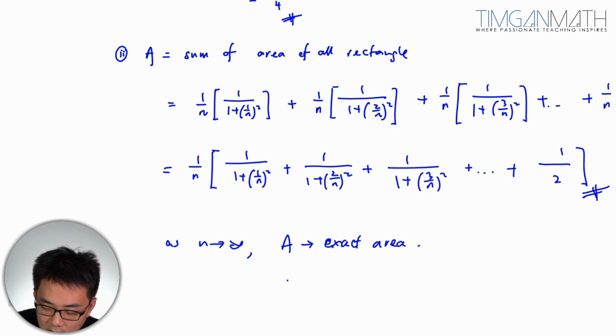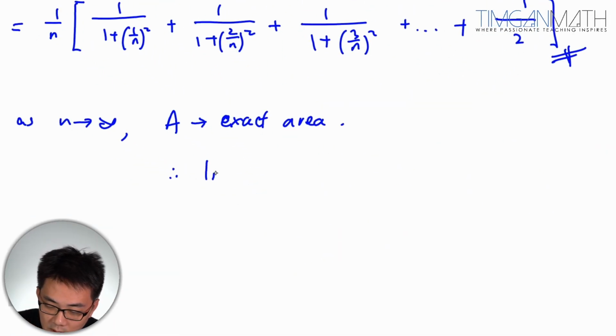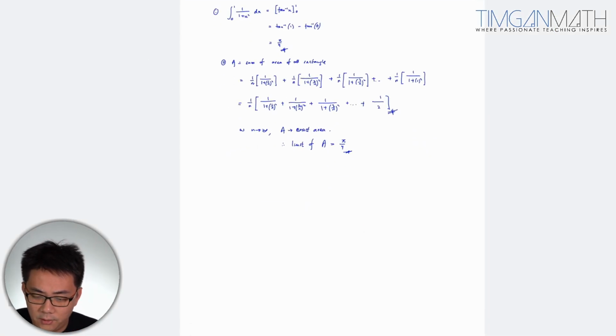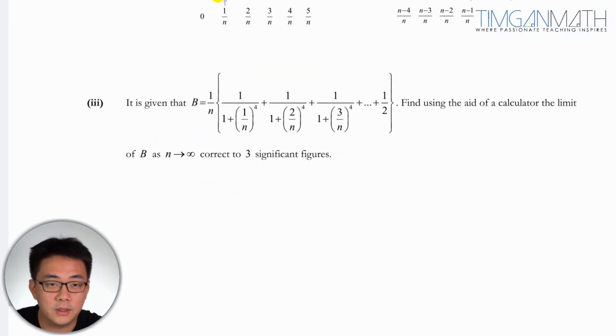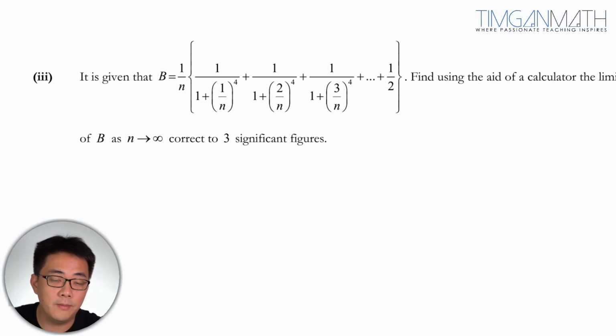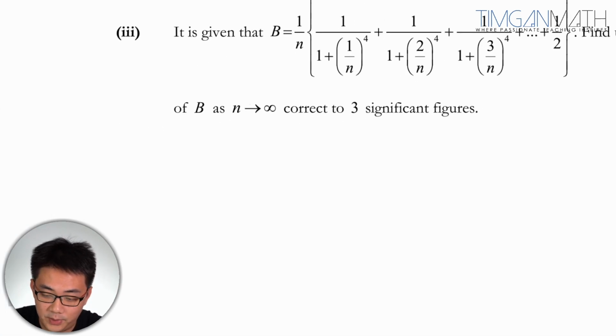Hence, the limit of A equals pi over 4. That's all. It becomes the area that you found in the first part. Okay, that's how we do that. So let's look at the third part. You're told that B is given by 1 over n, 1 over n to the power of 4, and so on. So by using the aid of a calculator, you need to show what the value of B is when n goes to infinity.